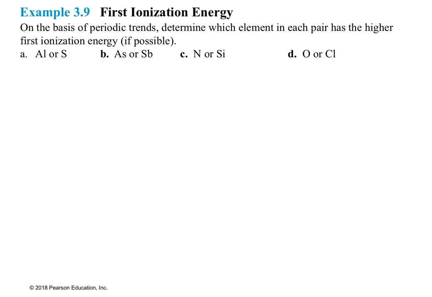So let's practice here with this. We can check out our periodic table. Sulfur and aluminum are on the same row. Let's draw the periodic table. On n equals 3, we have aluminum in the 3 spot, sulfur in the 6 spot. So sulfur is going to have a higher ionization energy. It's going to be harder for it to remove its electron.